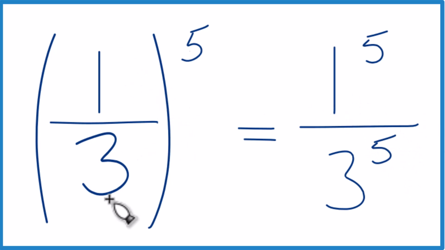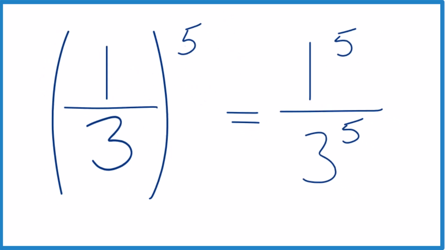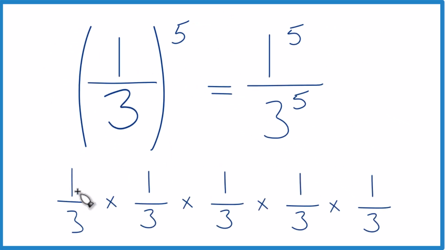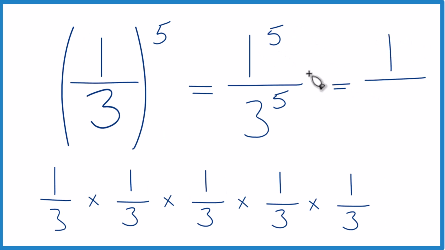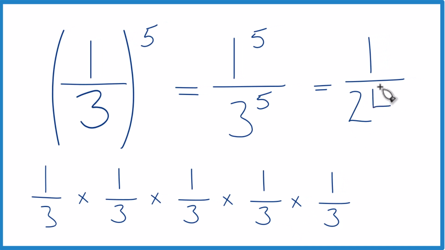And if you think about it, 1/3 to the fifth, we're just multiplying 1/3 5 times here, something like this. So we have 1 times 1 times 1 times 1 times 1, that's 1 to the fifth. On the bottom, we have 3 times 3 times 3 times 3 times 3, that's 3 to the fifth. So 1 to the fifth, that would be just 1. And 3 times 3 is 9, times 3 is 27, times 3 is 81, times 3 is 243. So 1/3 to the fifth, that equals the fraction 1 over 243.